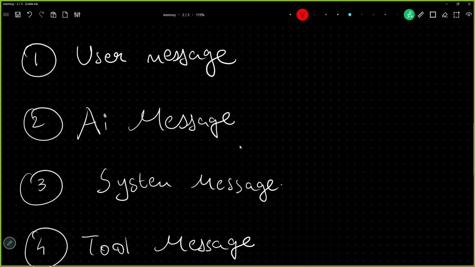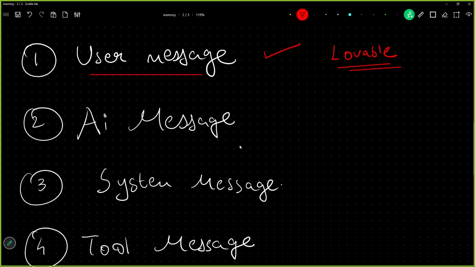The very first message is the user message. This user message is nothing but the query which the user is giving to the AI agent. For example, if we are working with a website generator, for example Lovable, we will give it a prompt that I want to make a website for my edtech platform, or for my consultancy, or my resume portfolio.